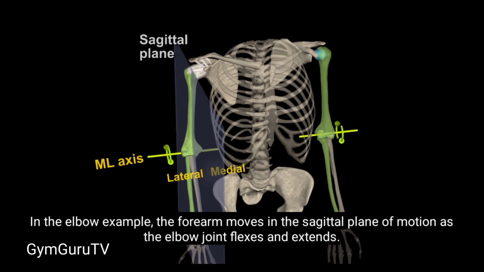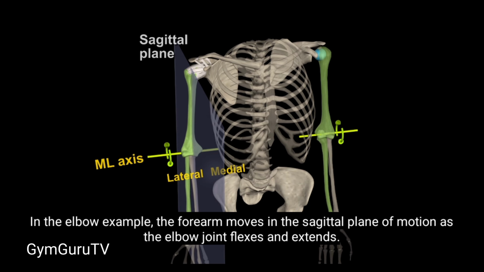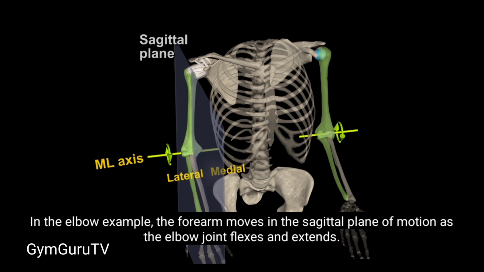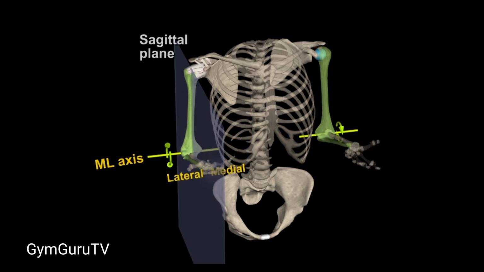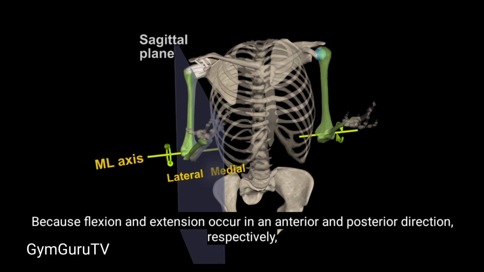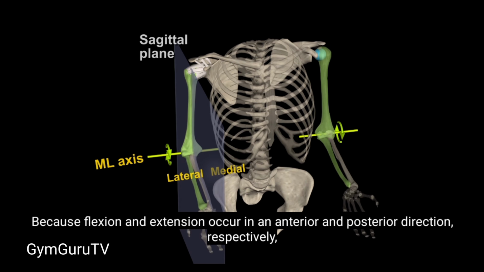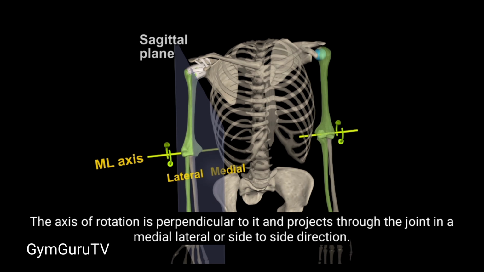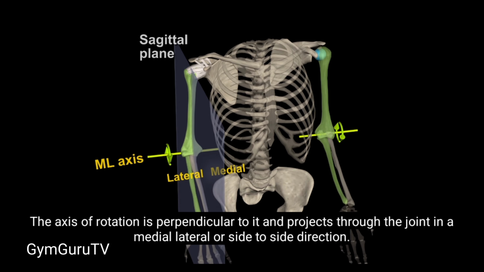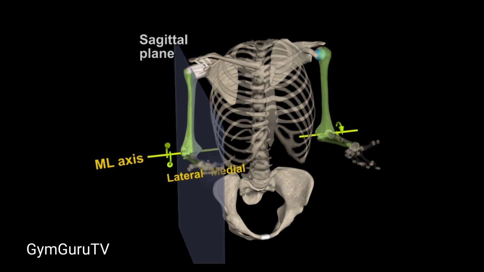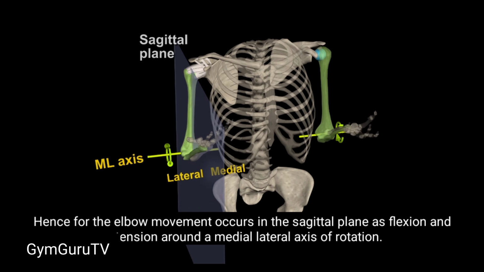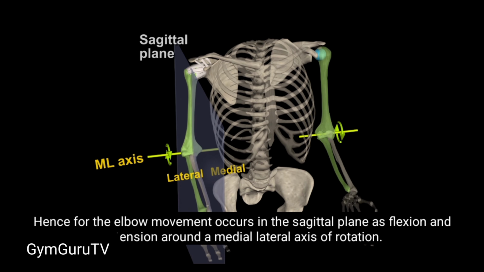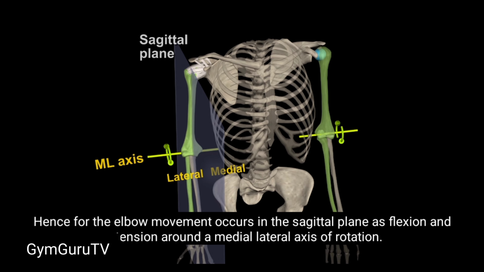In the elbow example, the forearm moves in the sagittal plane of motion as the elbow joint flexes and extends. Because flexion and extension occur in an anterior and posterior direction, respectively, the axis of rotation is perpendicular to it and projects through the joint in a medial-lateral or side-to-side direction. Hence, for the elbow, movement occurs in the sagittal plane as flexion and extension around a medial-lateral axis of rotation.